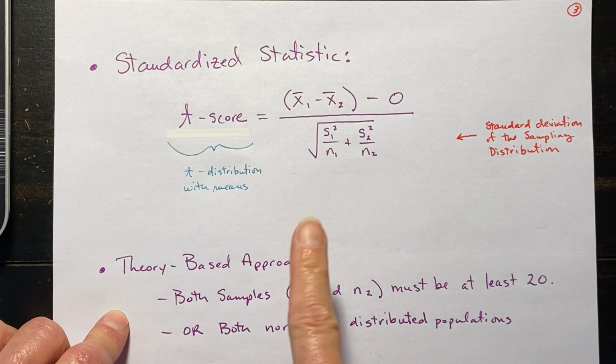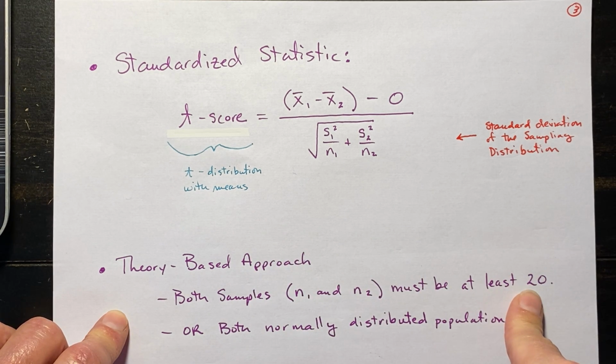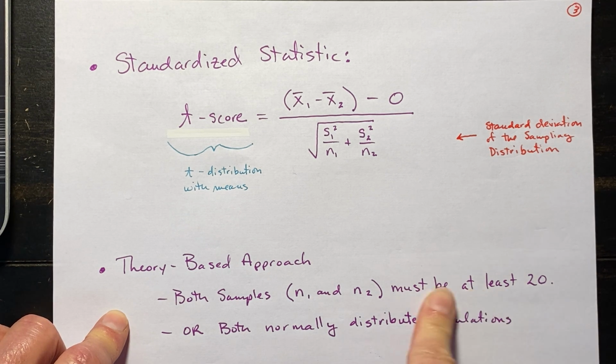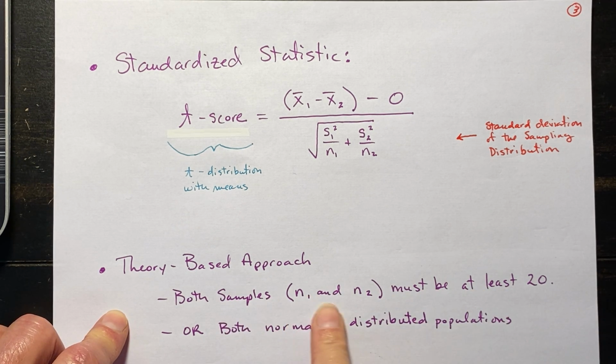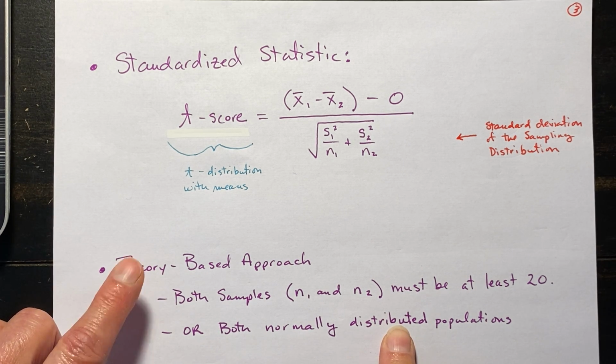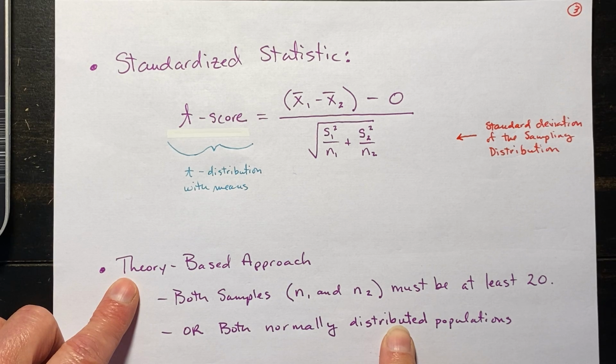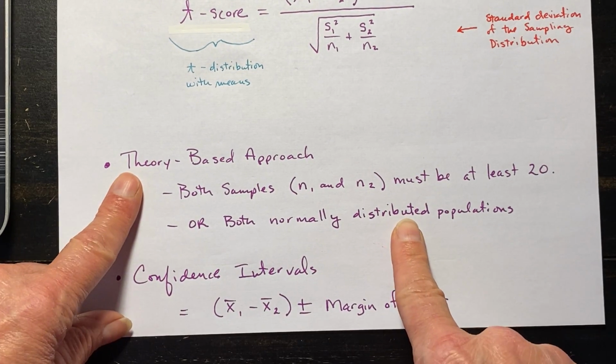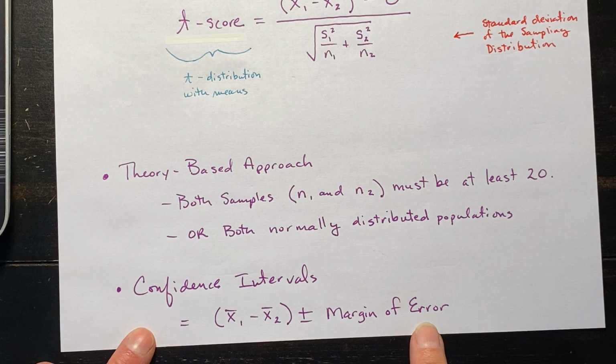Okay, so we can also use the theory-based approach if the conditions are met for the central limit theorem. Recall that the sample size needed to be at least 20 when we had a single sample mean. Well, now we just need both samples to be at least 20. Or you could have a normally distributed population for both of them, and then you could also use the theory-based approach. So one of these two things has to be true in order for us to use the theory-based approach.